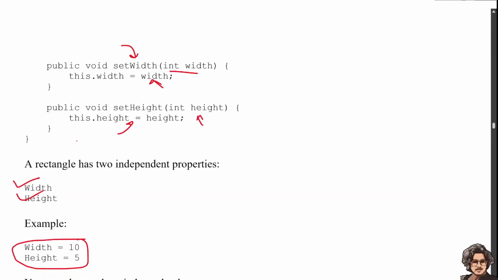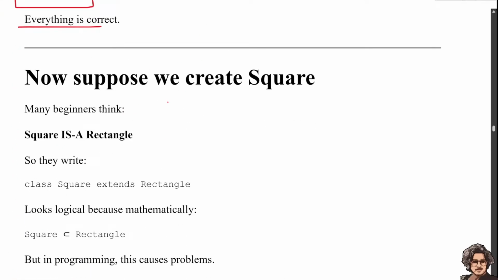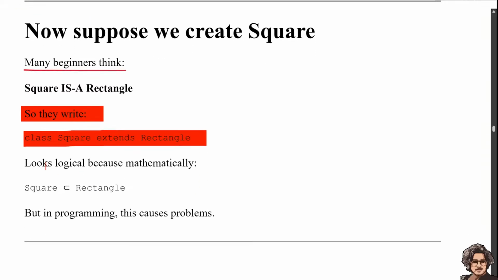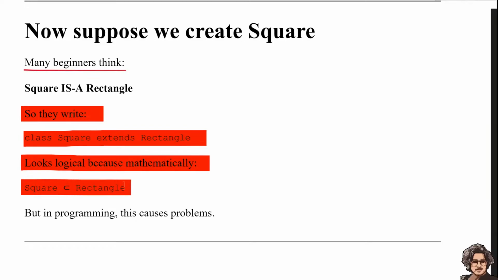Now suppose we create a Square. Many beginners think that a square is a rectangle, so they write class Square extends Rectangle. It looks logical because, schematically, a square is also a subtype of rectangle. But in programming, this causes a problem.